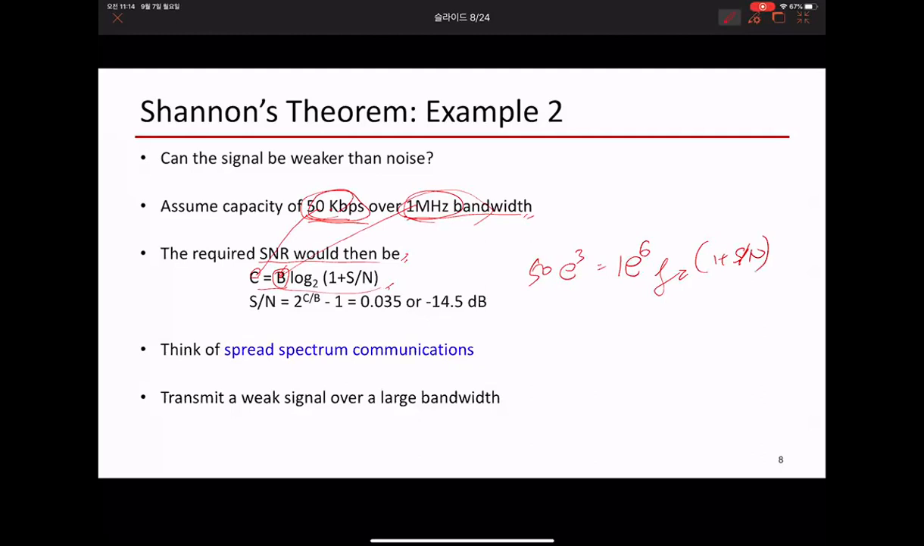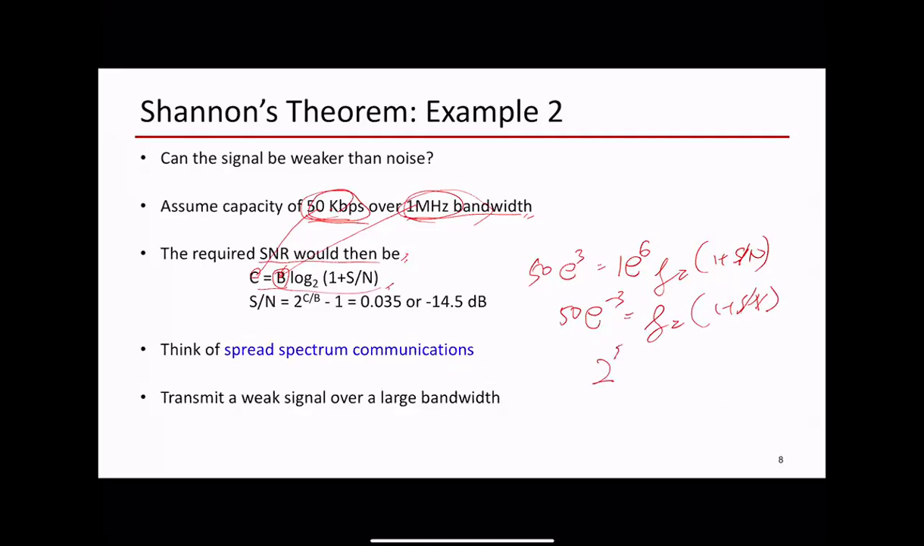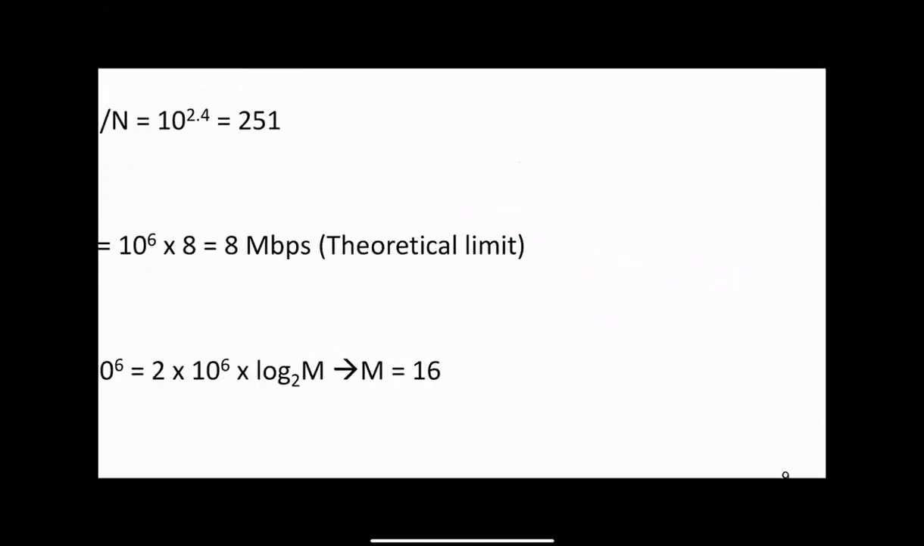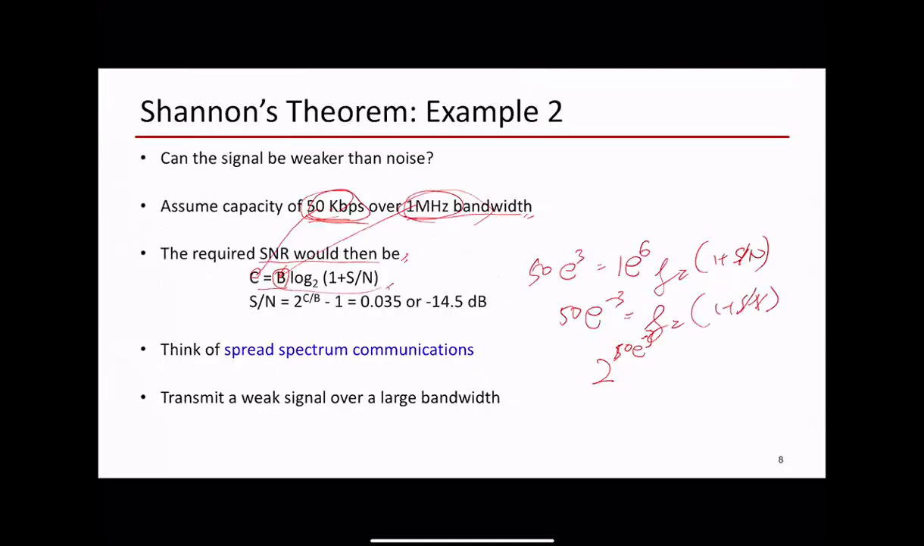Okay, then it goes to 50 E minus 3 is log 2, 1 plus SNR. Then 2 to the 50 E minus 3 is 1 plus SNR. So SNR is 2 to the 50 minus 1, which is C over B minus 1.